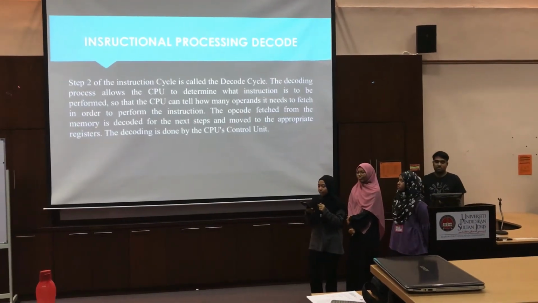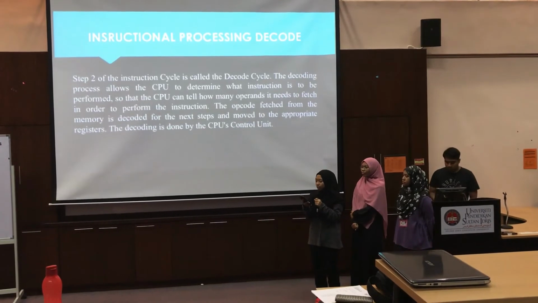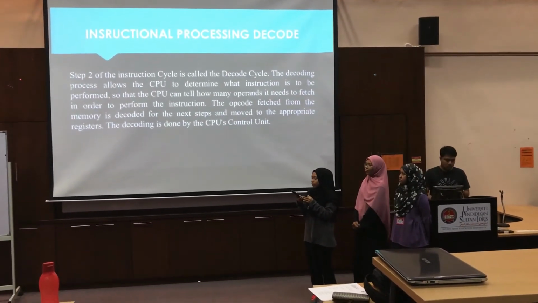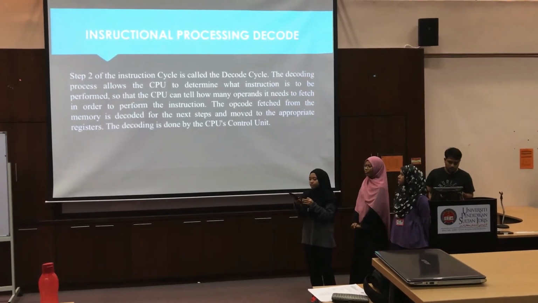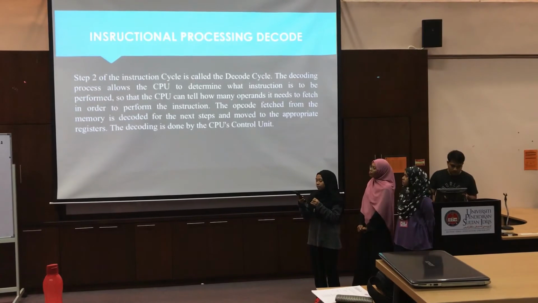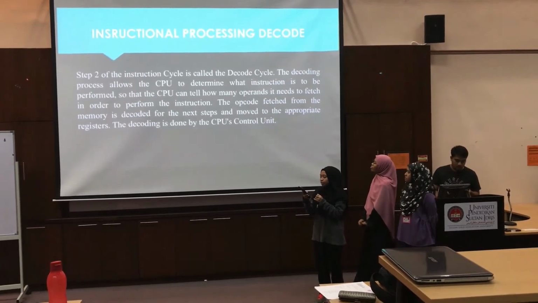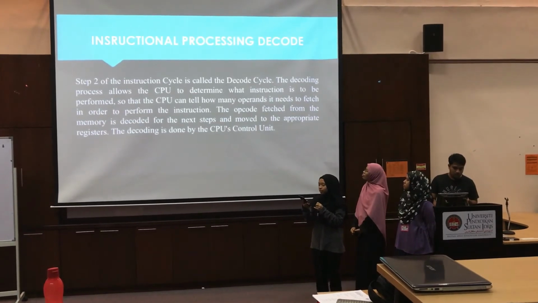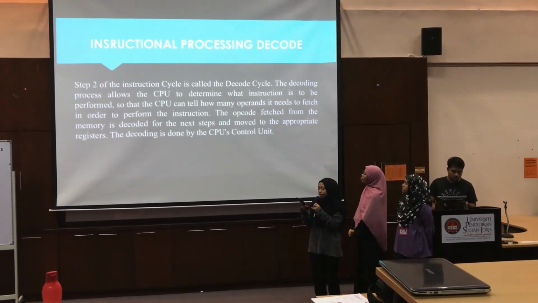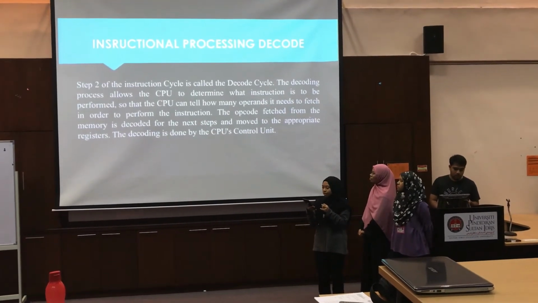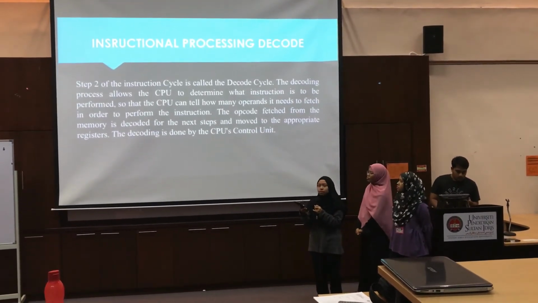Step 2 of the instruction cycle is called the decode cycle. The decoding process allows the CPU to determine what instruction is to be performed, so that the CPU can tell how many operands it needs to fetch in order to perform the instruction. The code fetched from the memory is decoded for the next steps and moved to the appropriate register. The decoding is done by the CPU's control unit.